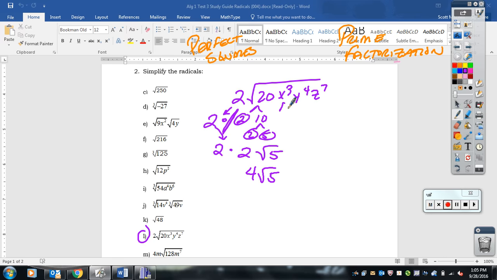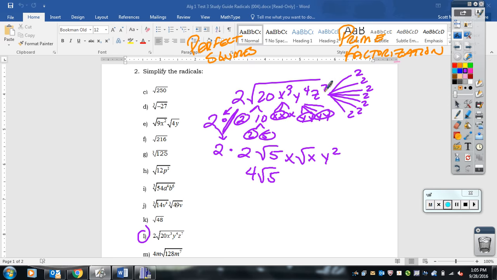All right, let's do the variables. X to the third is 3 x's, x times x times x. There's a pair, which goes on the outside, 1 solo on the inside. Y to the fourth is y y y y, which is 2 pairs, or y squared. Nothing left over on the inside. Z to the seventh, you're able to see how many pairs can I make from 7 z's.